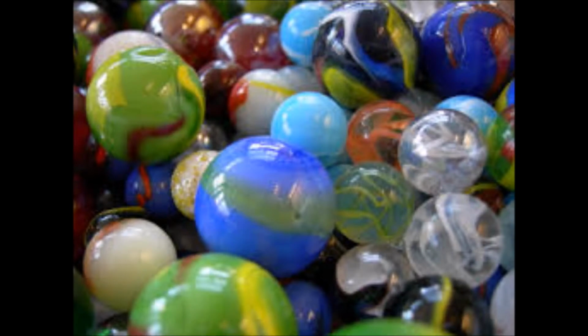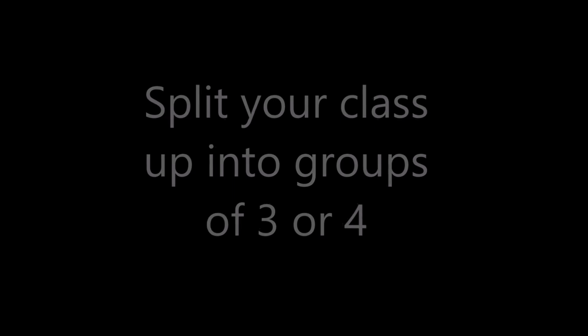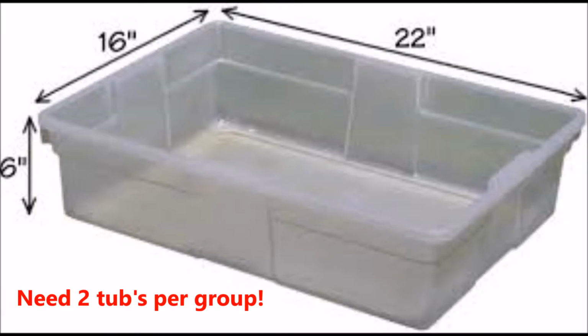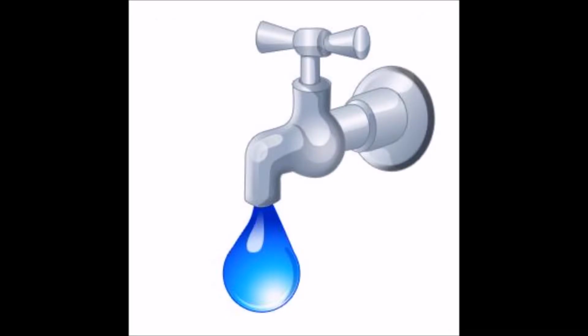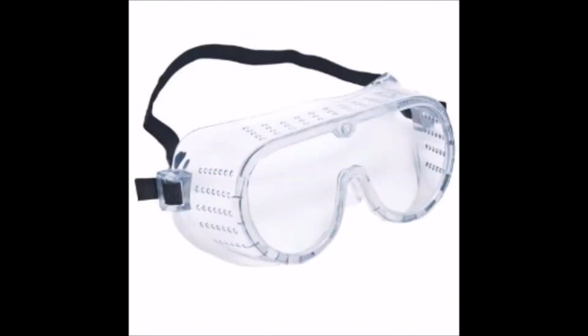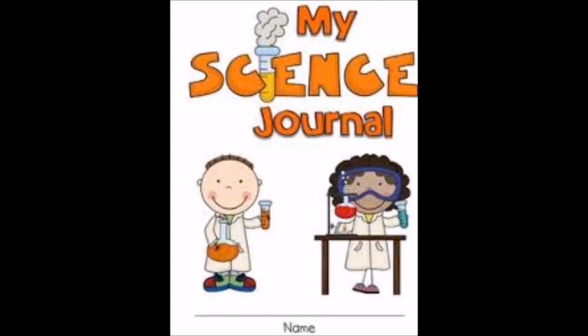Now let's move to our lab. The lab is called Losing My Marbles. These are the materials that you will need. You first need to split your class into groups of 3s or 4s. Give 3 different color marbles per student, 2 plastic tubs per group, water, play sand, a flat surface to work on, goggles, a lab coat, and science journal.